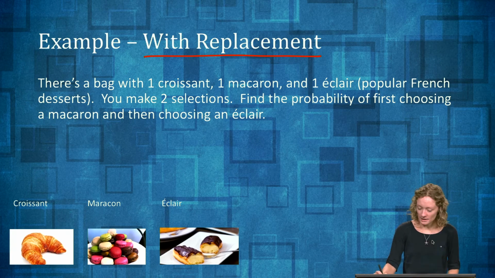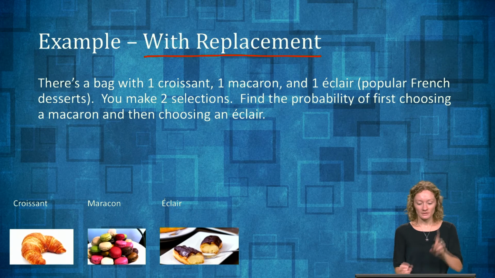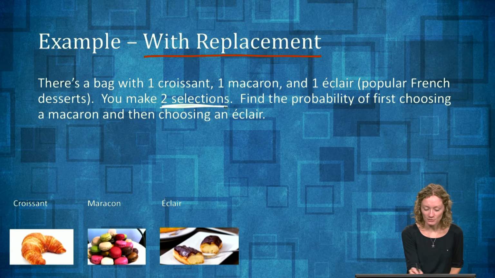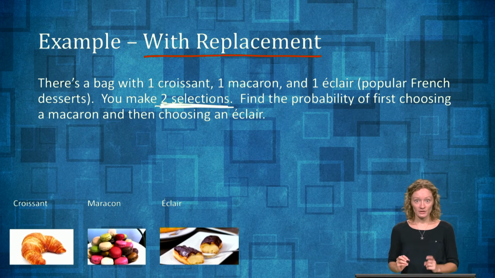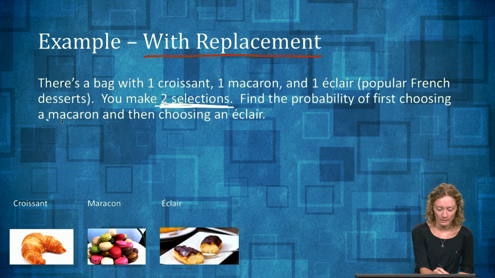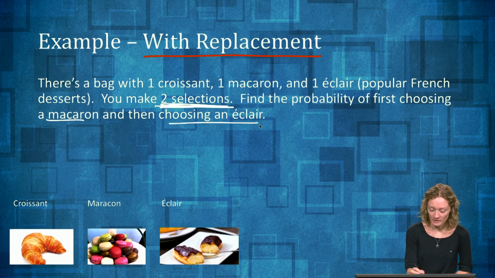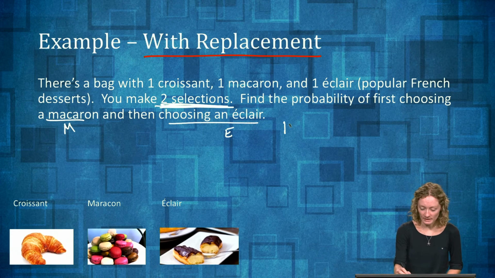There is a bag with 1 croissant, 1 macaroon, and 1 eclair. These are popular French desserts. You make 2 selections. 2 selections, this tells you 2 events. Find the probability of first choosing a macaroon and then choosing an eclair. 2 events. So probability of macaroon, probability of eclair. 2 separate events.